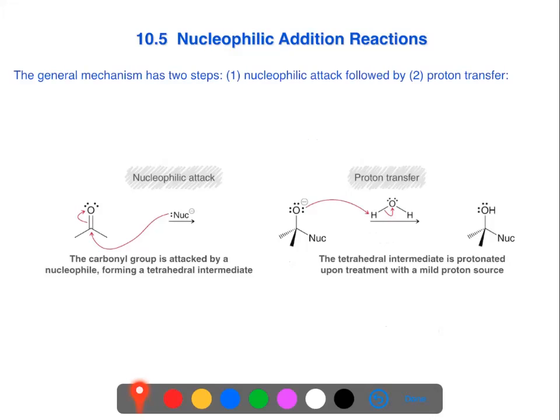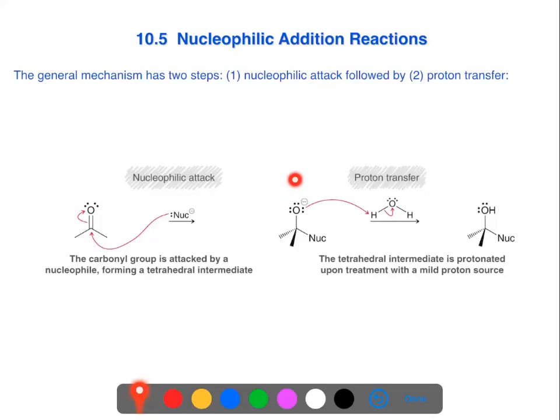So the general mechanism for nucleophilic addition contains two steps. It's nucleophilic attack followed by a proton transfer. So as we saw in the previous figure, we have the nucleophile attacking the carbon of the carbonyl. In doing so, we have to break the carbon-oxygen pi bond because we can only have, again, 4 bonds to carbon at any one point in time.